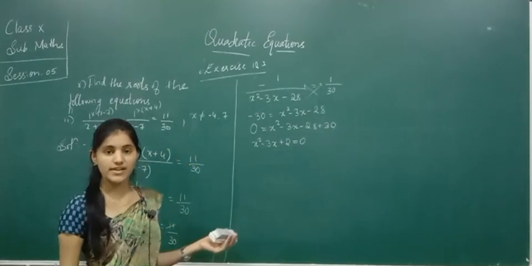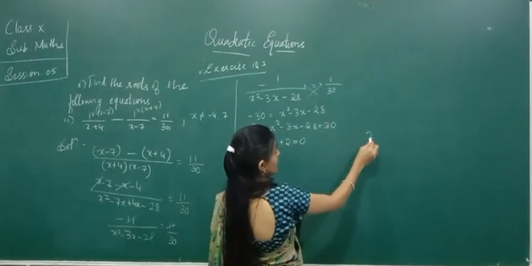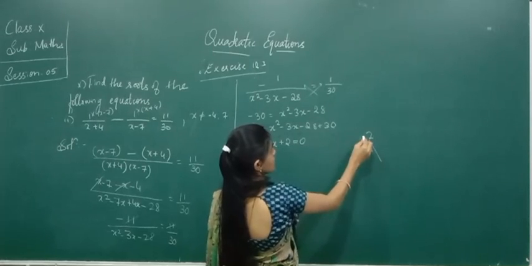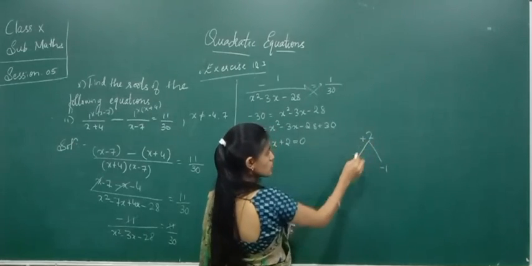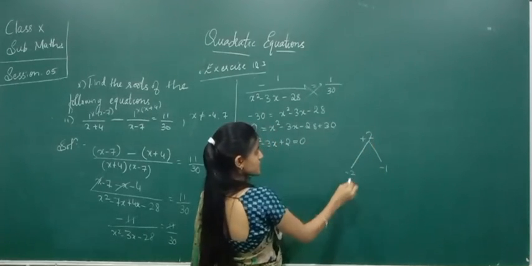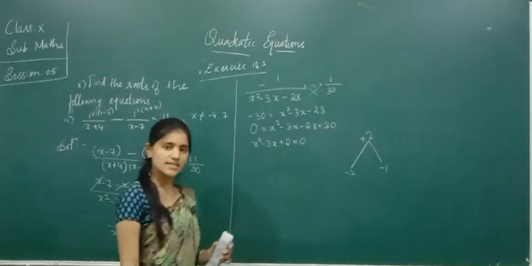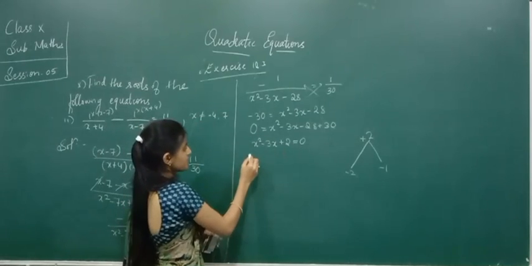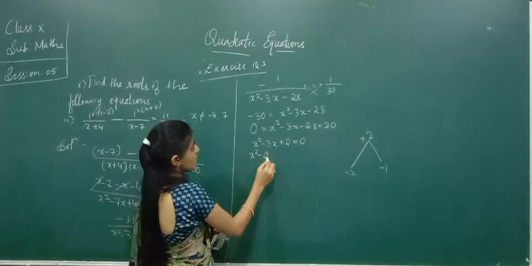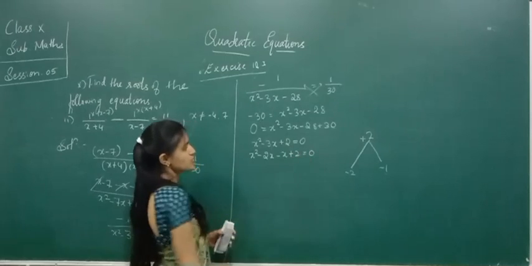Now let us find its factors by the splitting method. That is, I want factors of plus 2. That is minus 2, minus 1; minus 2 minus 1s are 2, minus into minus is plus, and again minus 2 minus 1 is going to give me minus 3. On adding, I will get minus 3. That is x square minus 2x minus x plus 2 is equal to 0.